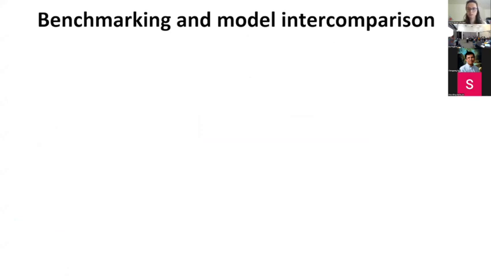So next we're going to have Penny presenting some benchmarking and model intercomparison from the models that you've just heard. So off you go. Okay, so when we talk about benchmarking, we generally mean two separate things.